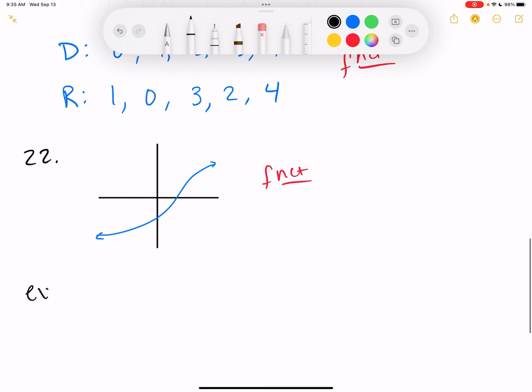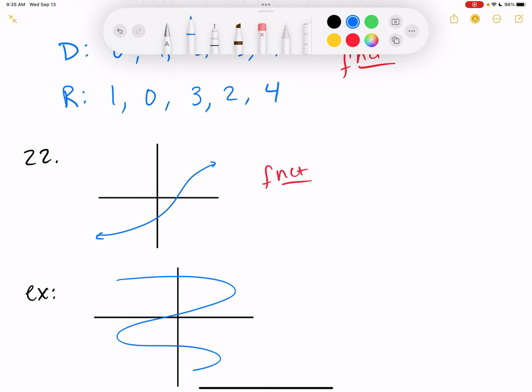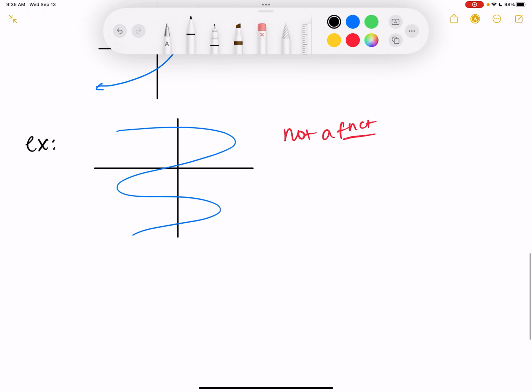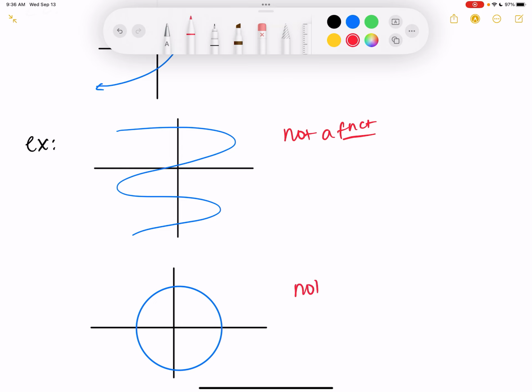All right. Another example, if you had something like that, not a function because it intersects at more than one spot. And if you had, say, a circle, still has spots where it intersects at more than one point, so it is not a function either.